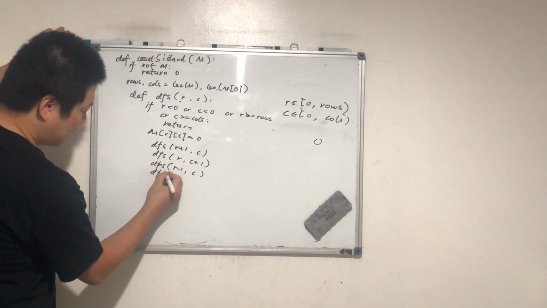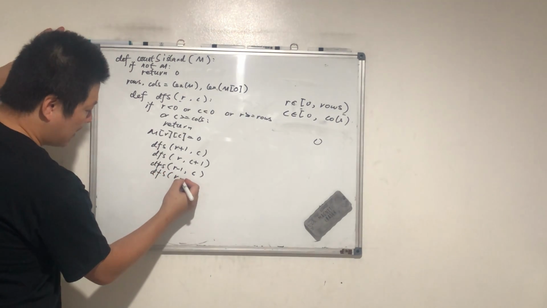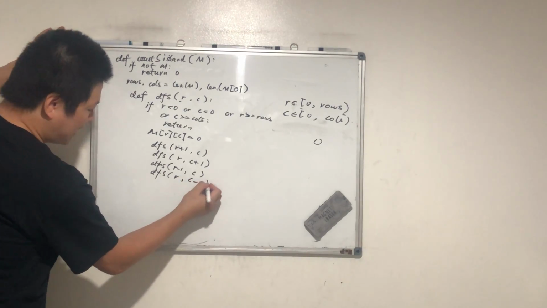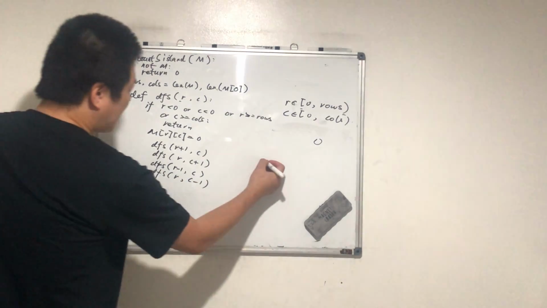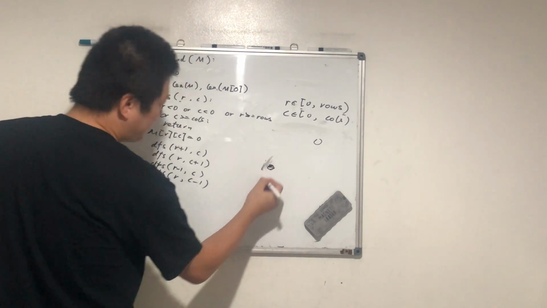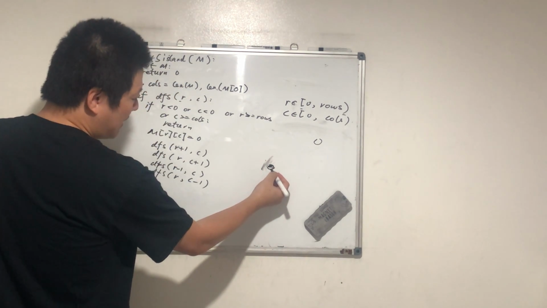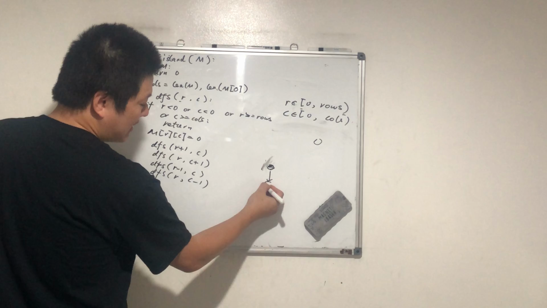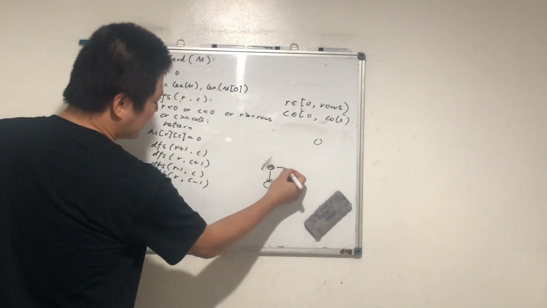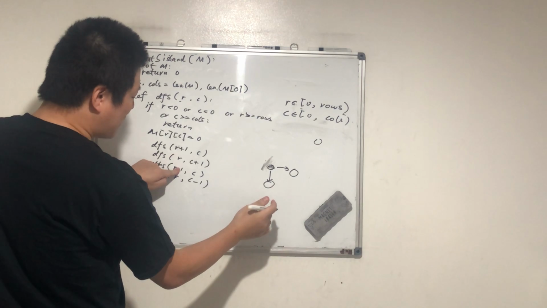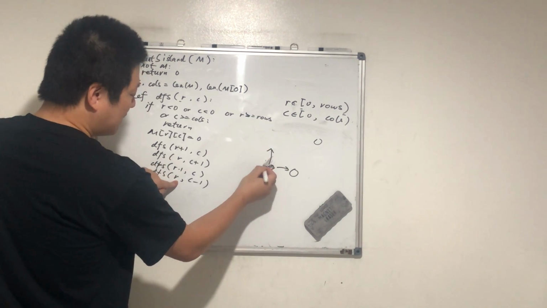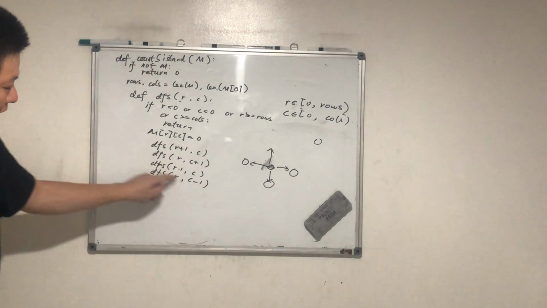And then R, C minus 1. Is it enough? Look, at this point is RC. I'm at this point. So what's R plus 1, C? R plus 1, C is here, right? RC plus 1 is here. R minus 1, C is here. RC minus 1 is here. So it's 4 directions.